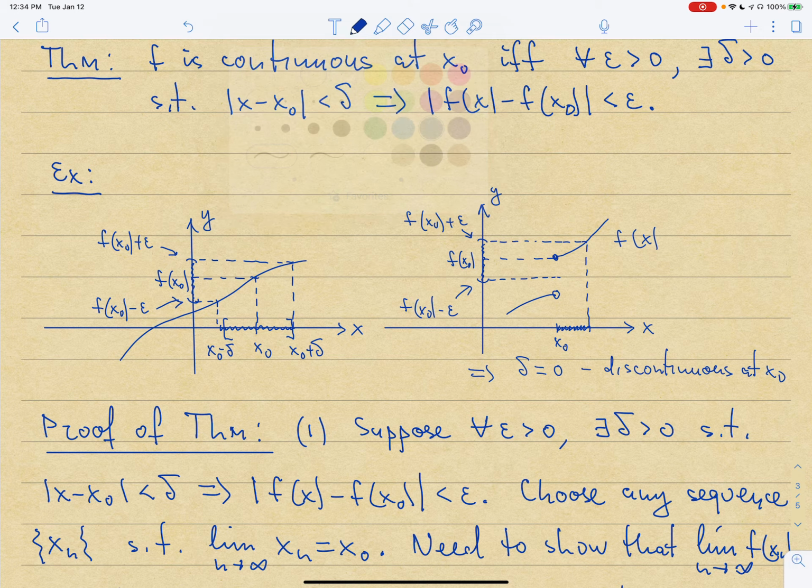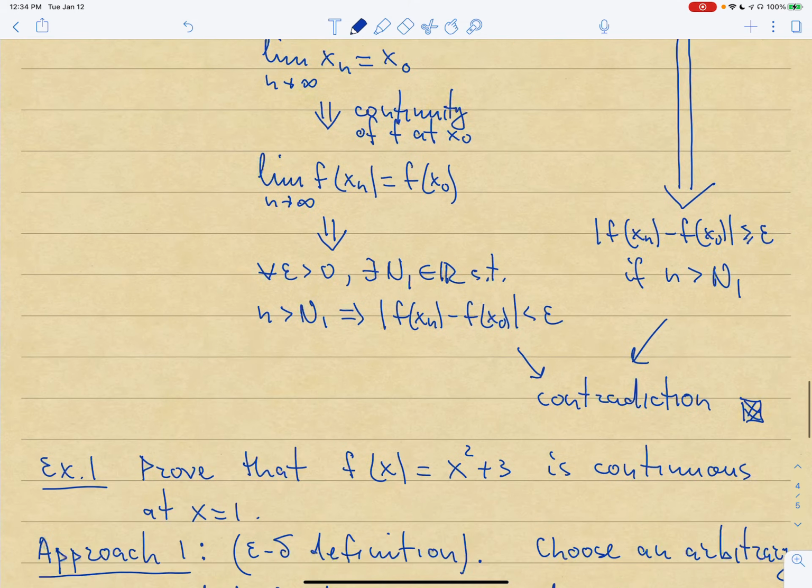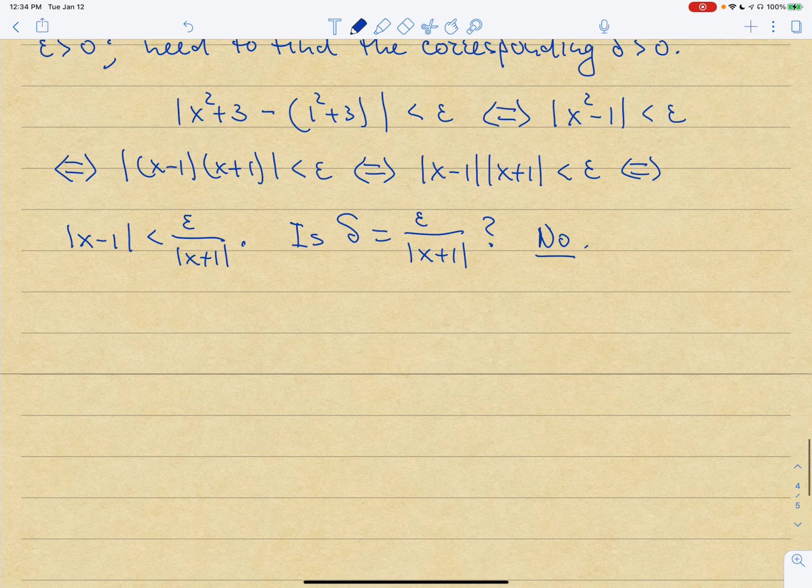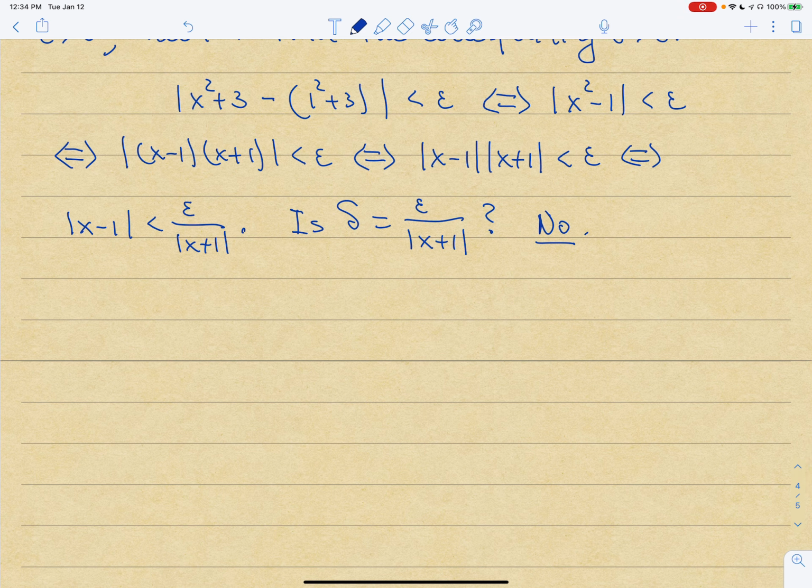So with this in mind, what I can try to do is assume, for instance, that x is at a distance of no more than 1, that I want x to be at a distance of no more than 1 from 1.